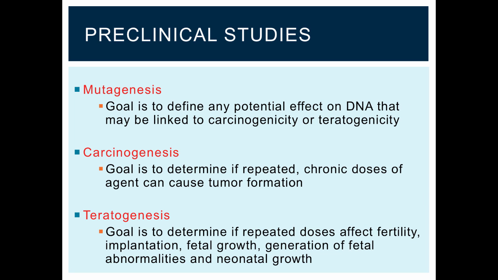An additional focus of preclinical studies is to assess the mutagenic, carcinogenic, or teratogenic potential for a new agent. Mutagenesis entails looking at any potential effects on DNA that might be linked to carcinogenicity or teratogenicity. Carcinogenesis, on the other hand, the goal is to determine if repeated chronic doses of the agent under investigation can cause tumor formation. And finally, new agents are assessed for their potential to be teratogenic. That is, do repeated doses affect fertility, implantation, fetal growth, generation of fetal abnormalities, or neonatal growth.